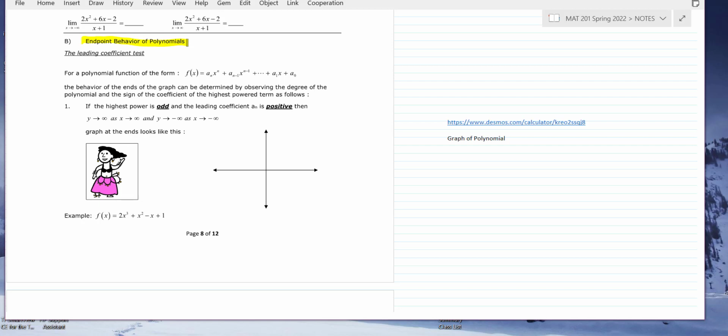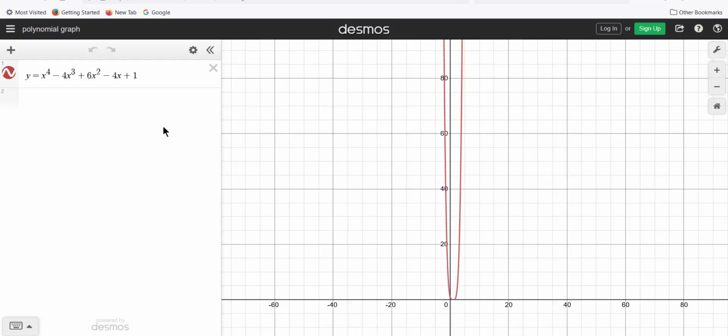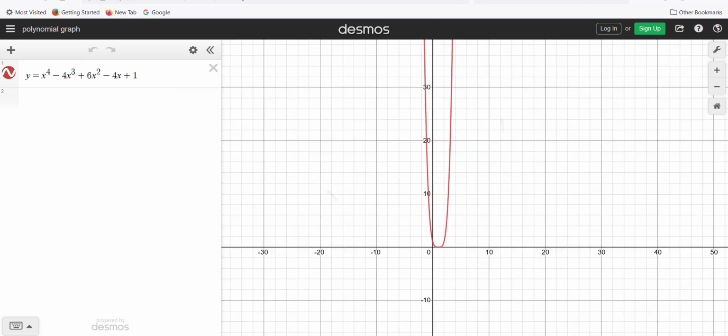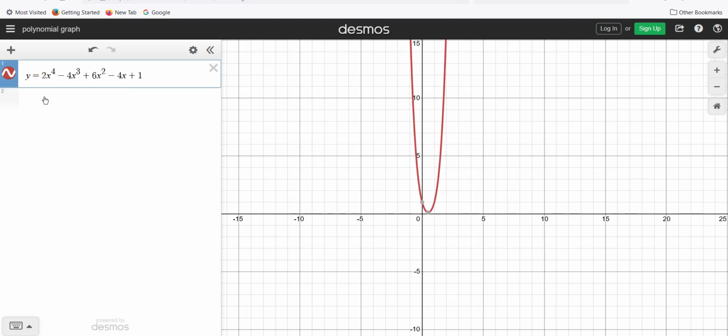So I'm going to open up this applet and just kind of roughly show you what this is and talk through this a little bit. This is a Desmos applet that's online. What this shows you is how the degree of a polynomial affects what the graph looks like. So this is what we call a fourth degree polynomial, and the number in front is positive. If I put another positive number in front, it kind of squeezes it together a little bit.